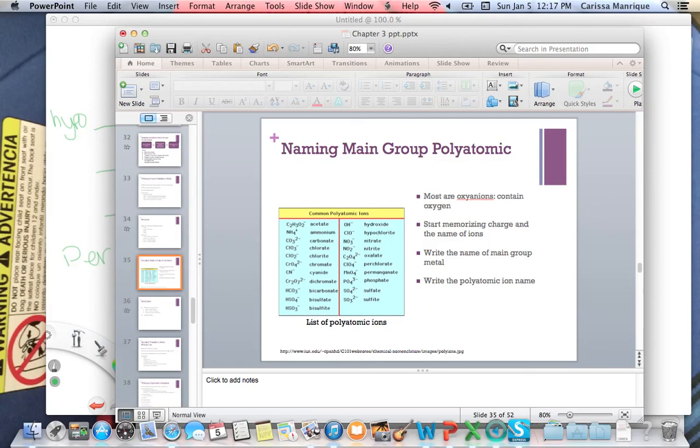You'll see the ites and the ates. So here's sulfite. Add another oxygen, you become sulfate. Anyway, that's just a trend. It might help you memorize them, maybe not. Just start becoming very familiar with these. All you're going to do is write the metal plus the polyatomic name when we're naming them. So let's look at an example here. Let me see. Here's one.